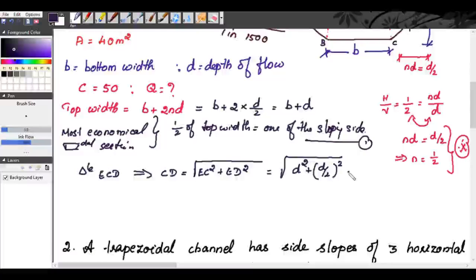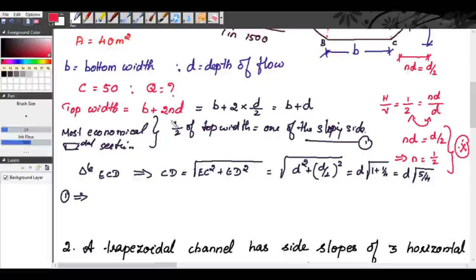Okay. So we can take d square, d out. So we get 1 plus 1 by 4. So this is equal to d into square root of 4 plus 1, 5 by 4. Now we will substitute this in equation number 1.